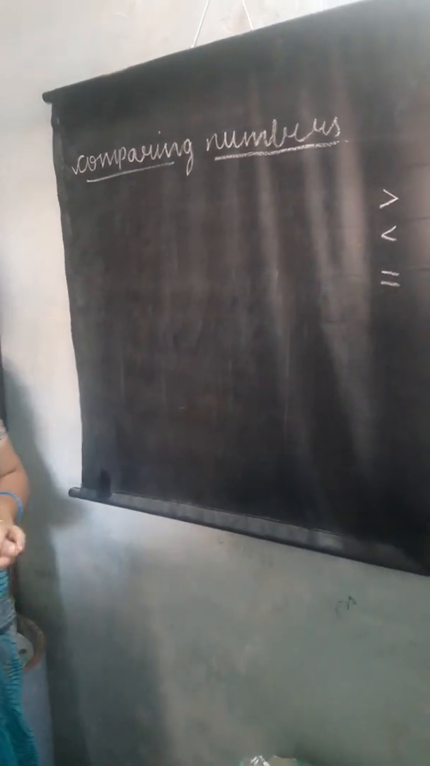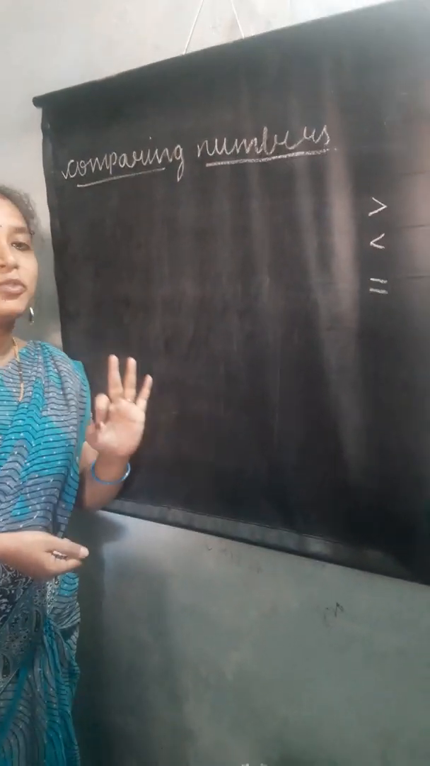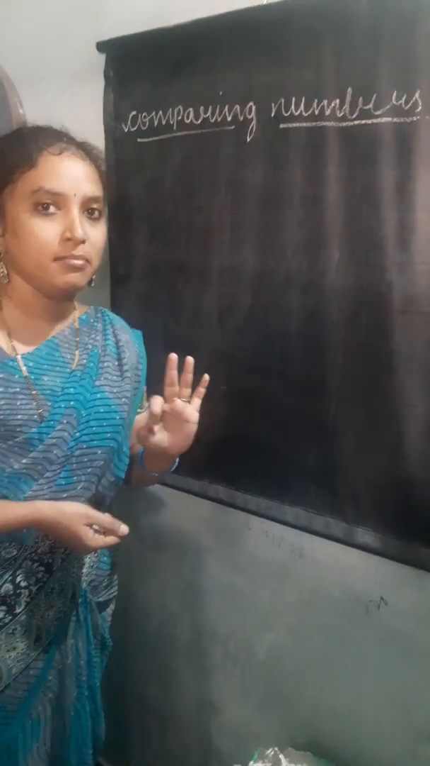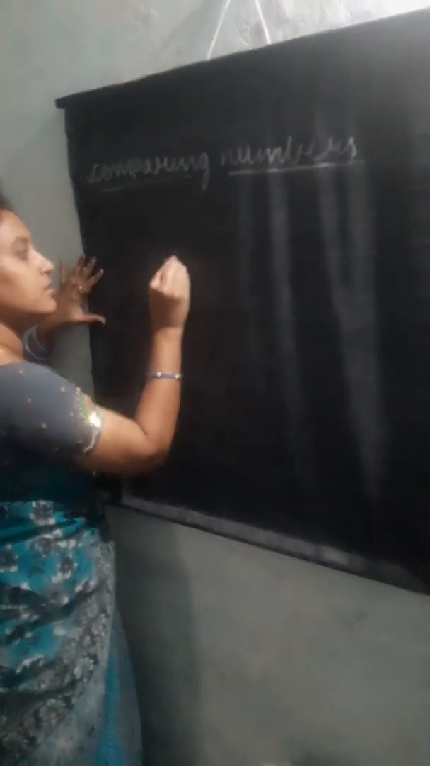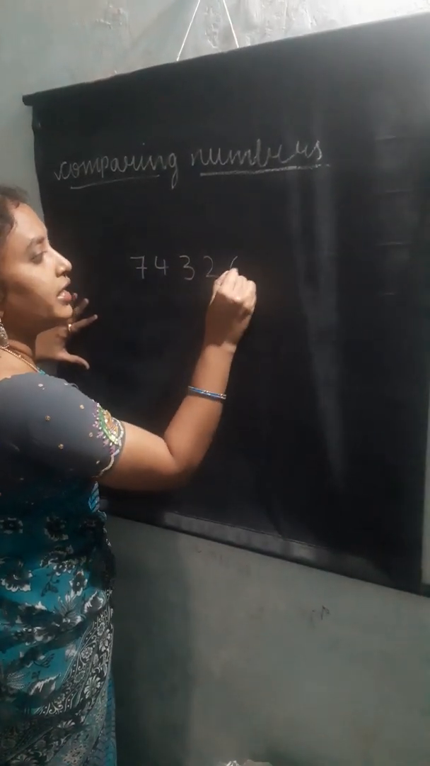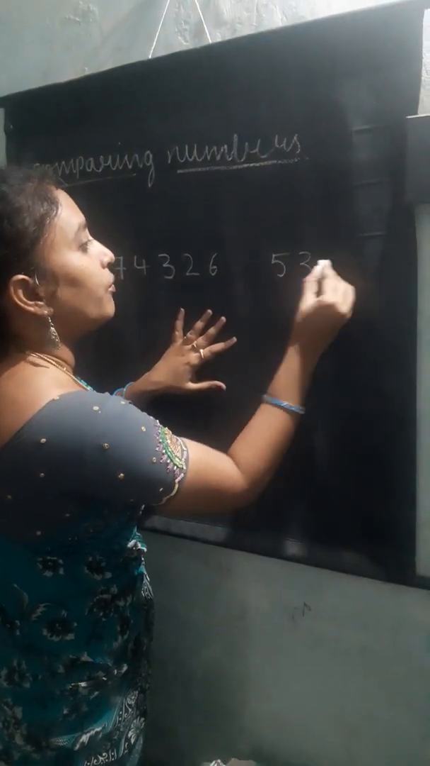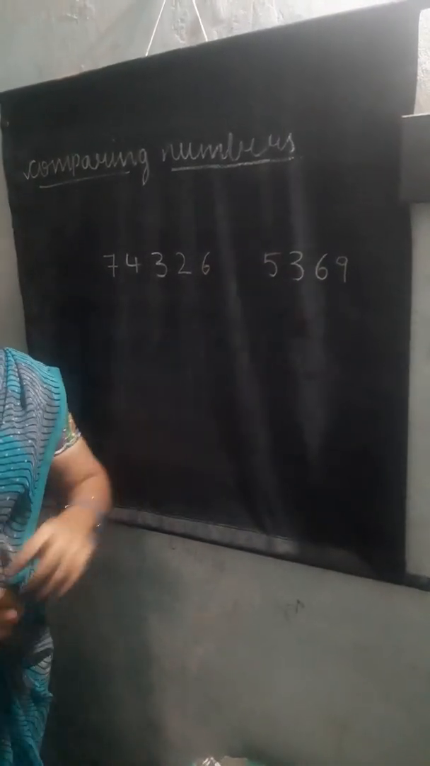How are we going to compare the numbers? We follow 3 steps here. Listen carefully, children, to how to compare the numbers. I am giving two numbers here. 74,326 is one number and 5,369 is one number. The two numbers, how are we going to compare them?